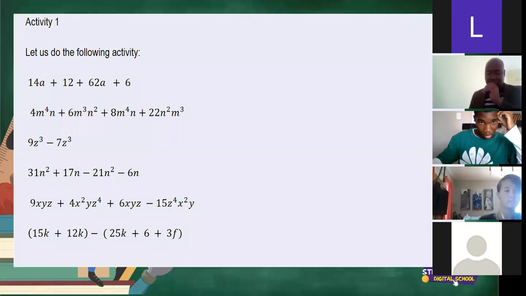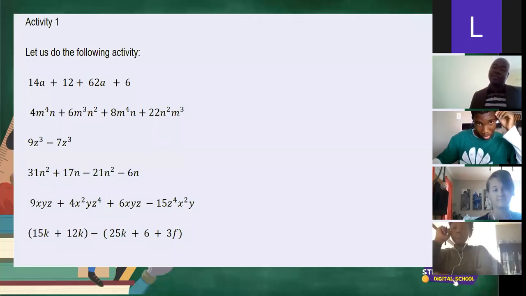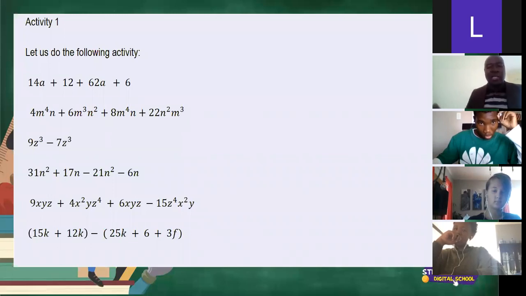So in other words, the 6m to the power 3 n squared and 22 n squared m cubed, those are the like terms. All that you need to do is to swap m cubed and n squared. Then you can see that they are the like terms. Is there anyone who can see that? Just one person, just to tell us if you can see that the last two are the like terms.